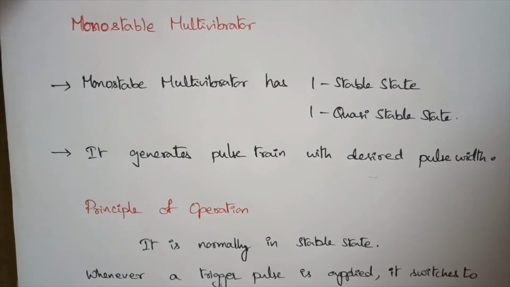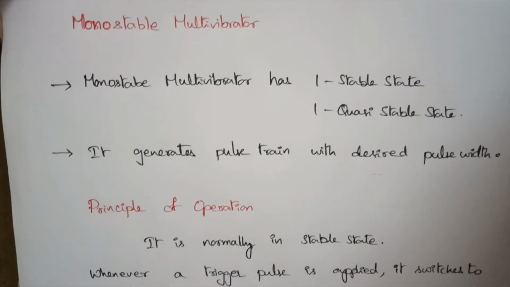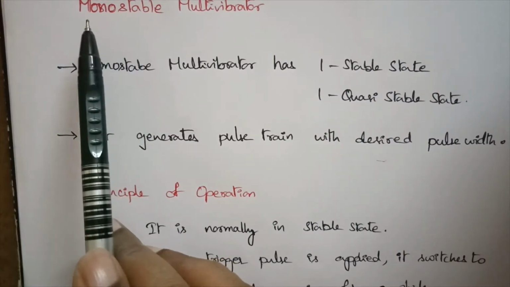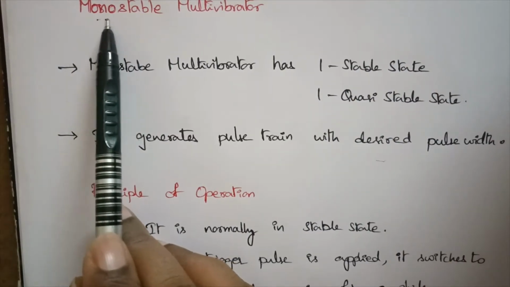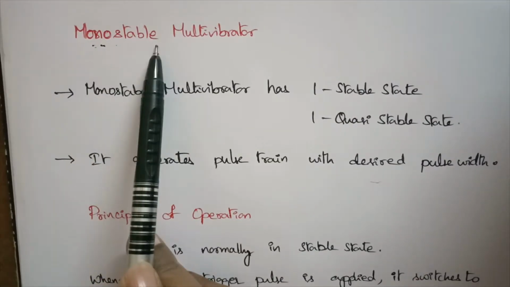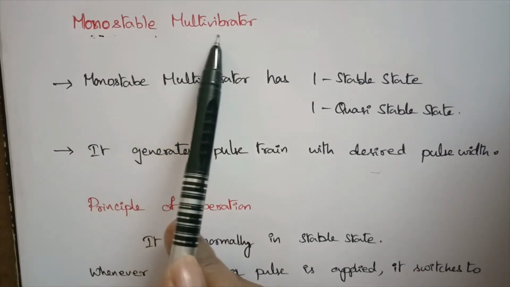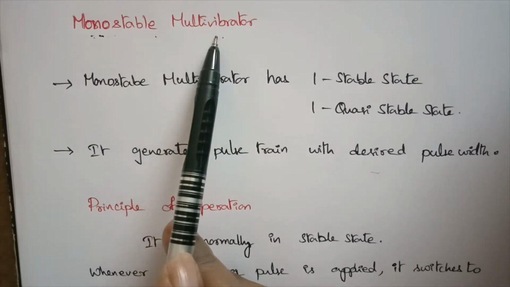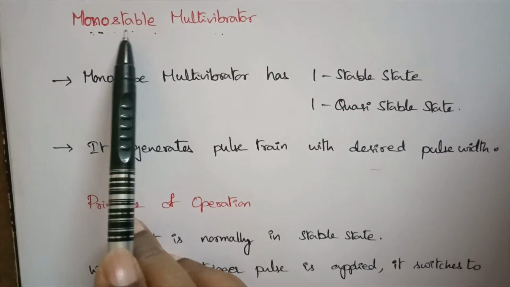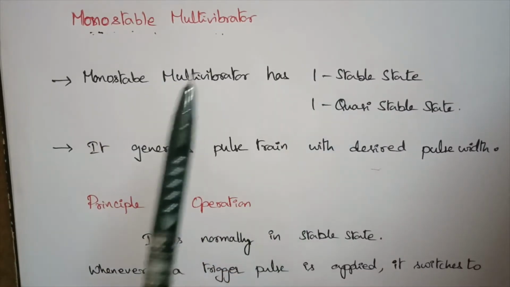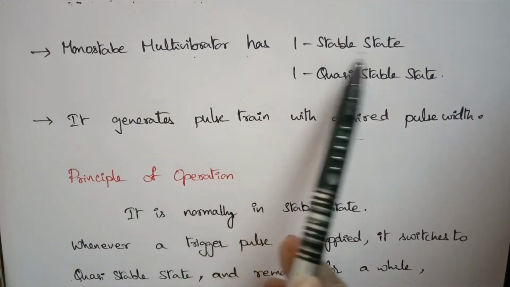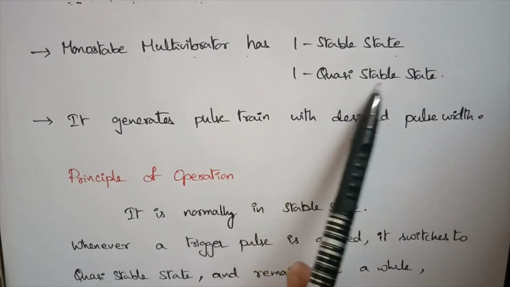Now our topic is monostable multivibrator. The name itself indicates it has a single stable state. Mono means single, so it has a single stable state. We already know that the multivibrator consists of two states. So if one is the stable state, then obviously the second one is the quasi-stable state. Therefore, the monostable multivibrator has one stable state and one quasi-stable state.